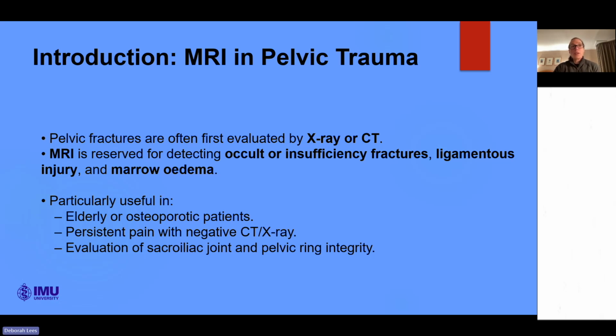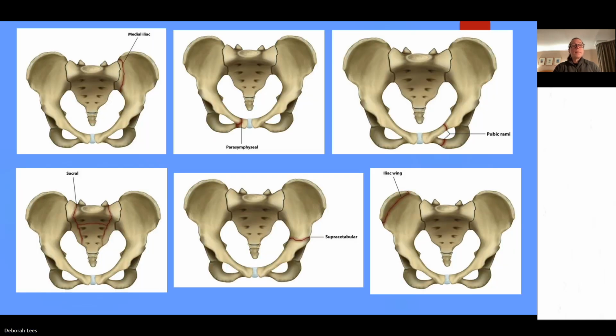So it's particularly useful in our elderly osteoporotic patients where we're suspecting insufficiency as an issue. If we have a person who initially starts off with normal imaging, but the clinical course or the signs that they're manifesting isn't answered by the CT scan, then an MRI scan is often requested. And if we want to look at the sacroiliac joints or the integrity of the pelvic ring, we sometimes order an MRI.